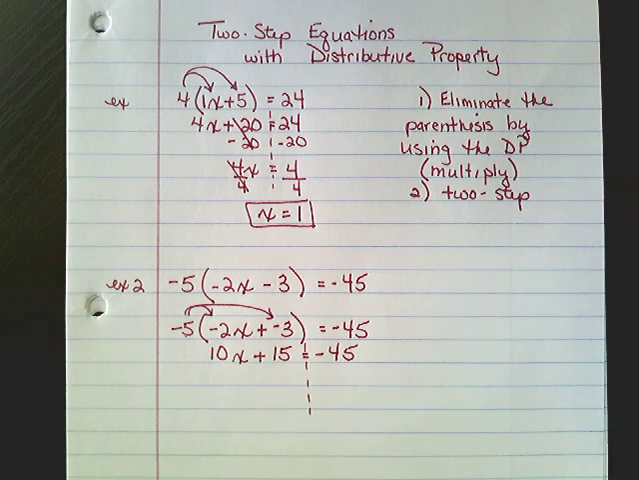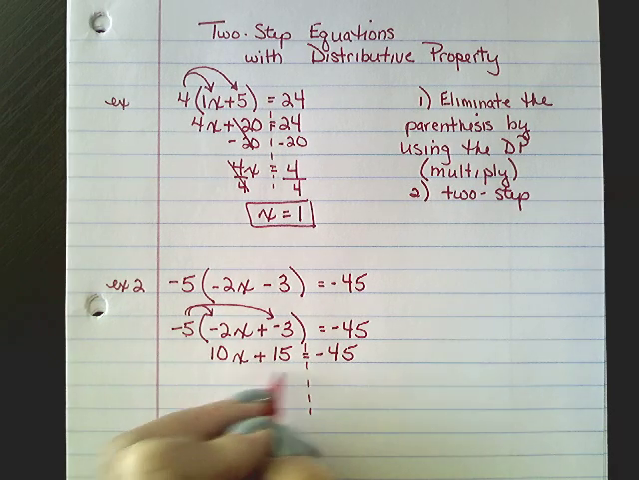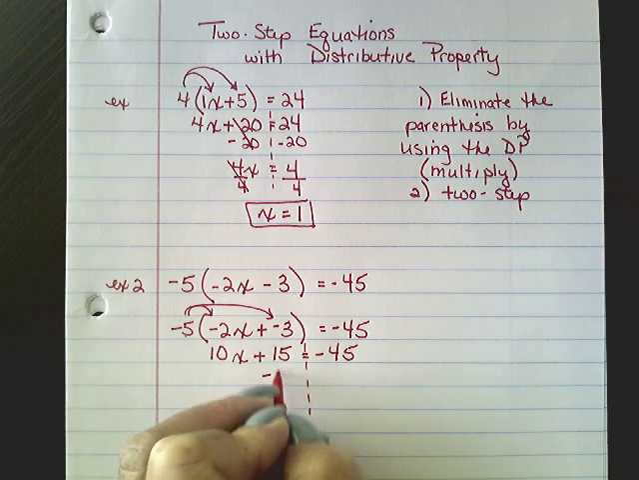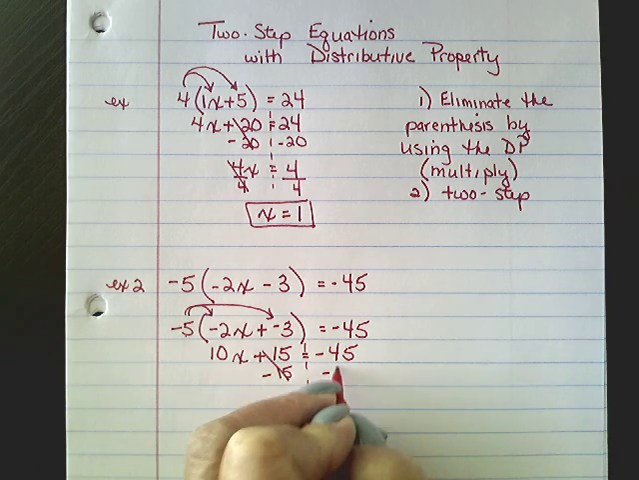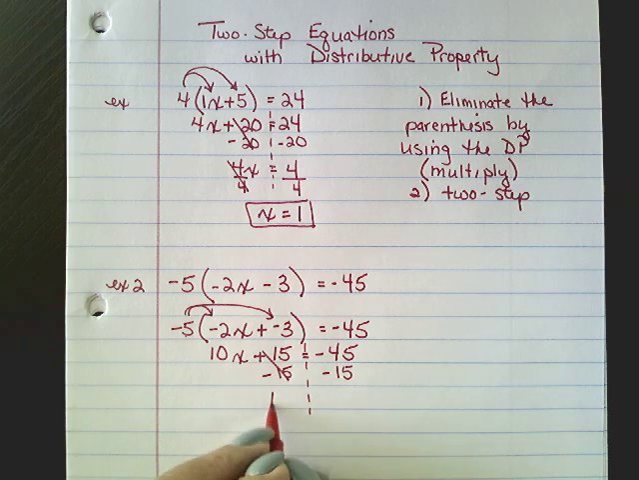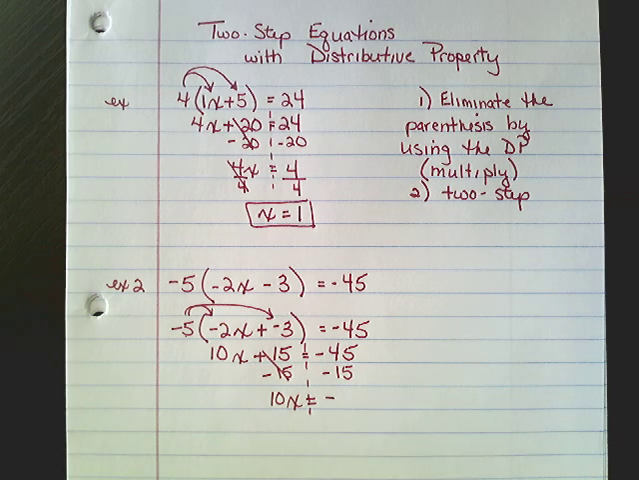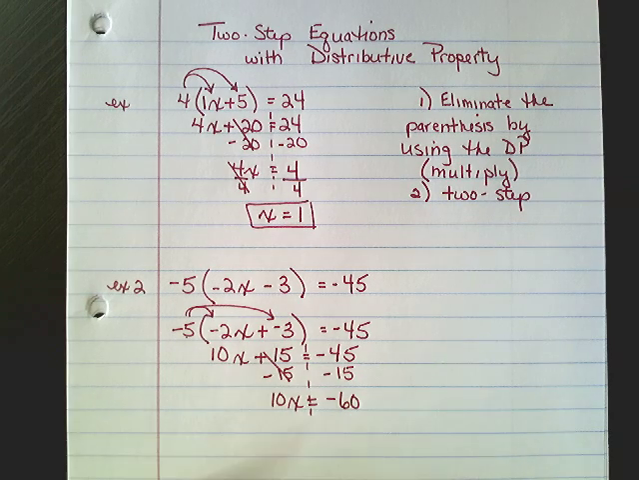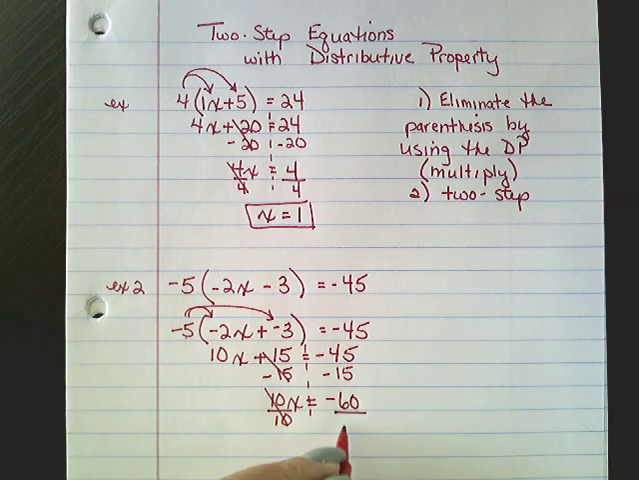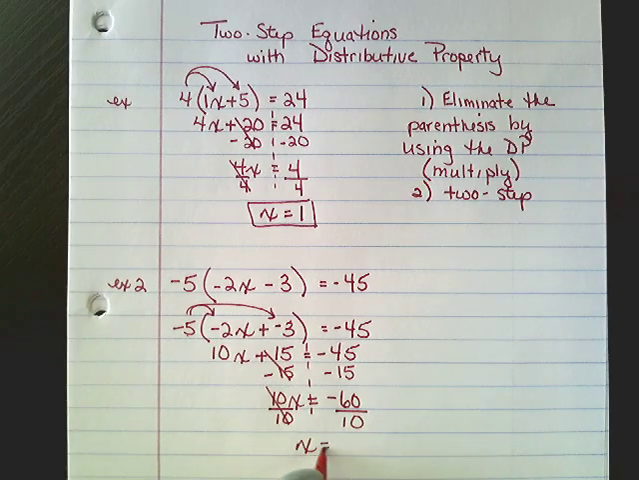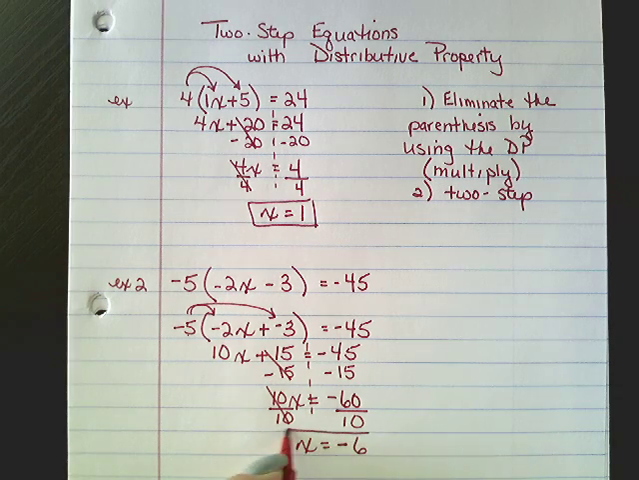Now, with my line, we're ready to go. So it's a positive 15. So I'm going to add a negative 15, its opposite, to both sides. 10x is equal to, now I'm adding two negatives, so my answer has to be a negative. Just like when you add two positives, your answer is positive. When I add two negatives, my answer is negative. Add the two together, and I would get negative 60. This is division. Divide by 10. Divide by 10. X equals negative 6.